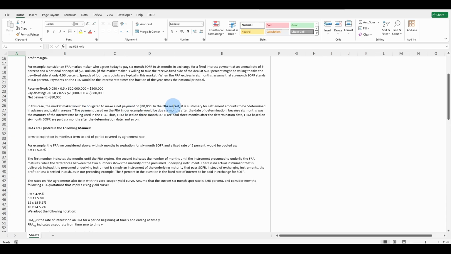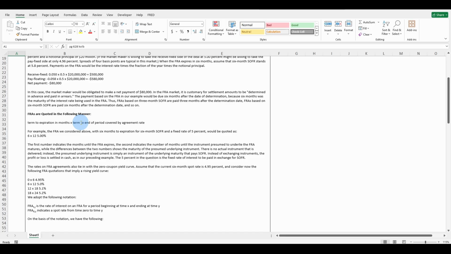In the FRA market, it is customary for settlement amounts to be determined in advance and paid in arrears. The payment based on the FRA in our example would be due 6 months after the date of determination, because 6 months was the maturity of the interest rate being used in the FRA. Thus, FRAs based on 3-month SOFR are paid 3 months after the determination date, FRAs based on 6-month SOFR are paid 6 months after the determination date, and so on.